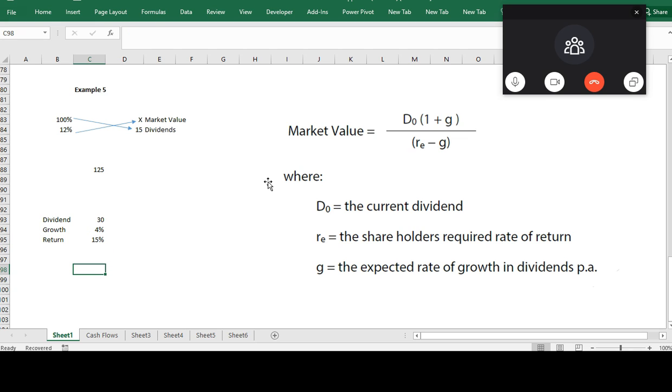So here now, the market value would be equals the dividend, which is 30, times 1 plus the growth of 4%, divided by the return of 15 minus the dividend growth of 4, which gives 283.64 cents, which is basically 284. If I round it off, it's 284 cents.